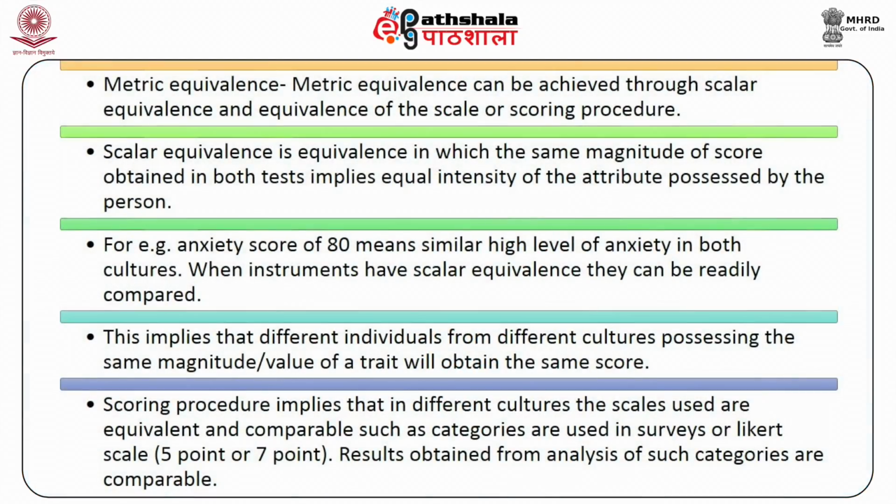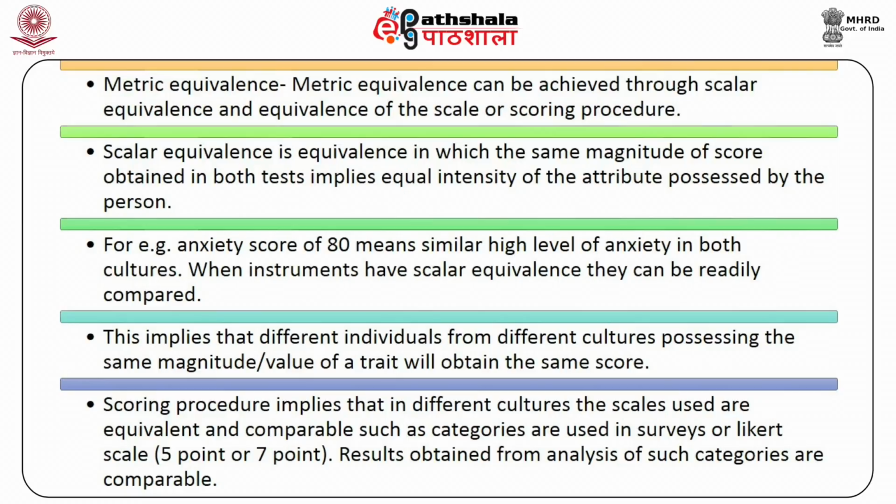Metric equivalence can be achieved through scalar equivalence and equivalence of the scale or scoring procedure. Scalar equivalence is equivalence in which the same magnitude of score obtained in both tests implies equal intensity of the attribute possessed by the person. For example, an anxiety score of 80 means a similar high level of anxiety in both cultures. When instruments have scalar equivalence, they can be readily compared.